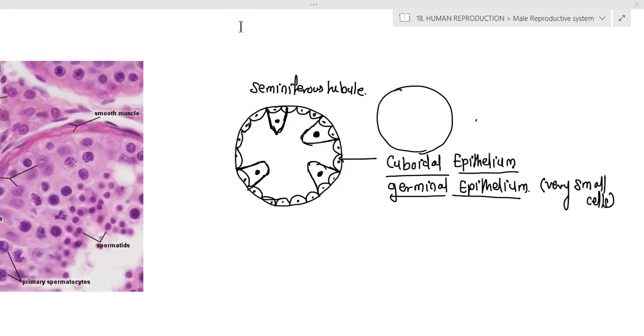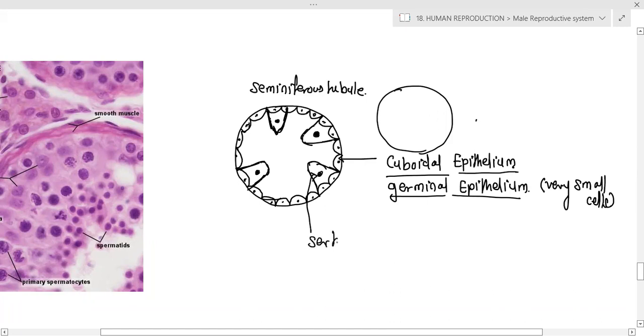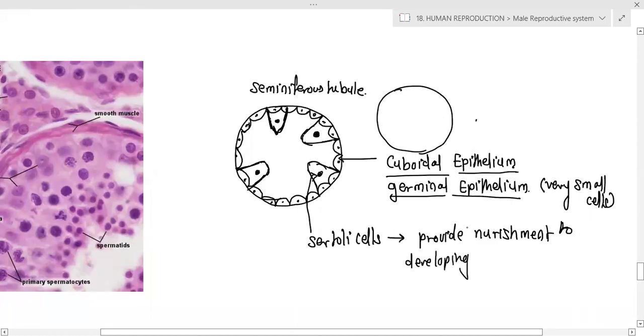When we see a section of the seminiferous tubule, this cuboidal epithelium, this germinal epithelium, consists of very, very small cells. And in between, we see fairly larger sized cells. These larger sized cells are called Sertoli cells. Now, I want you to remember one thing. Only germinal epithelium cells can undergo meiosis. Sertoli cells cannot undergo meiosis. Remember this. This germinal epithelium has such small cells that they cannot store food for themselves. Understanding? And Sertoli cells provide nourishment or nutrition to the developing germinal epithelium.